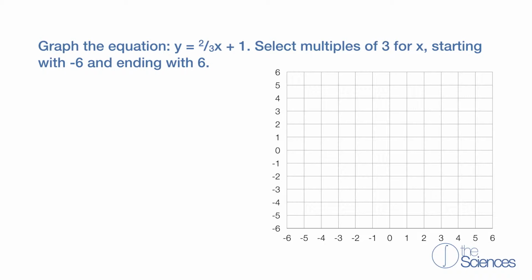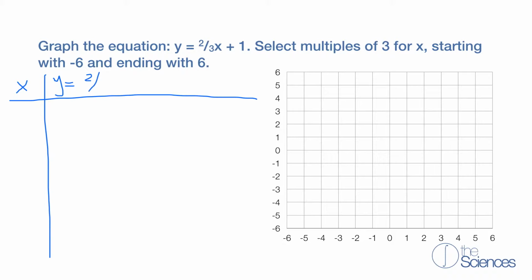When m is a fraction, we select values that are multiples of the denominator. In this way, we can avoid values for y that are fractions. And this kind of makes graphing a lot simpler and easier. So here, we're going to determine our plot for x, our plot for y, which equals 2/3 x plus 1, and our plot of x and y.